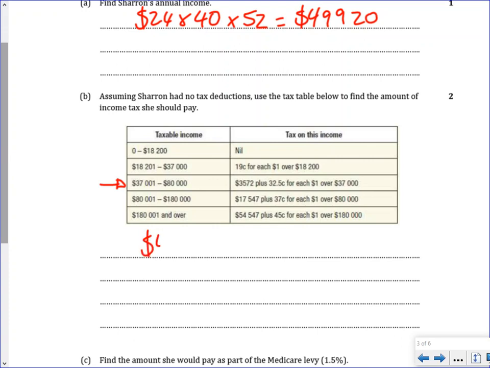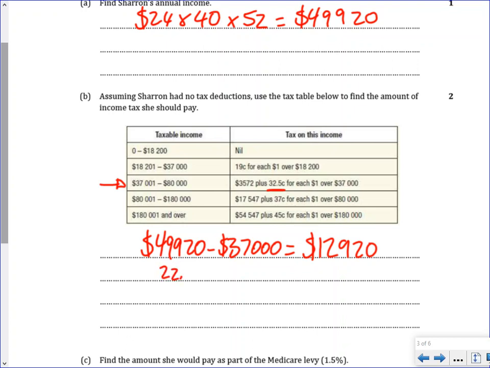So we have $49,920 minus $37,000, which equals $12,920. Hopefully. I'll just put that in my calculator very quickly. Yep, which is that. But that's not the tax. What it's saying is it's 32.5% of that amount.